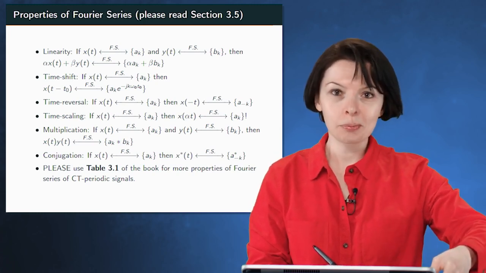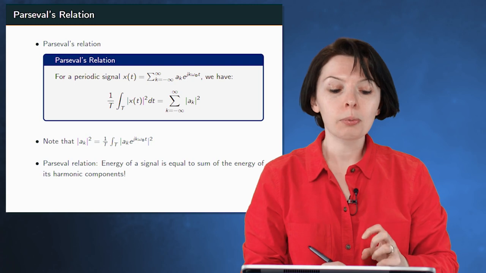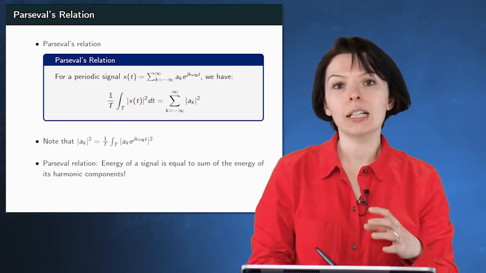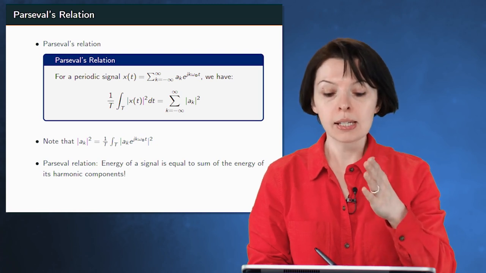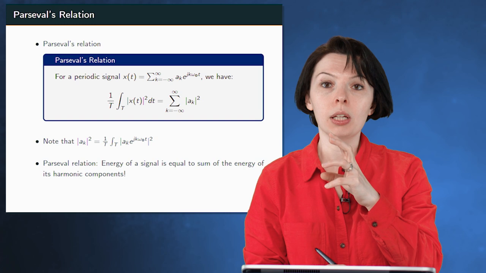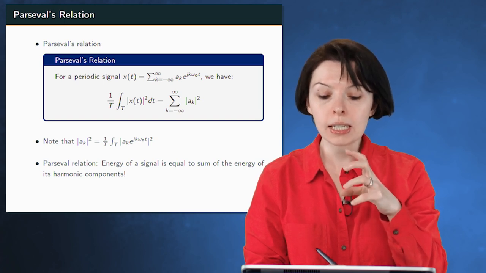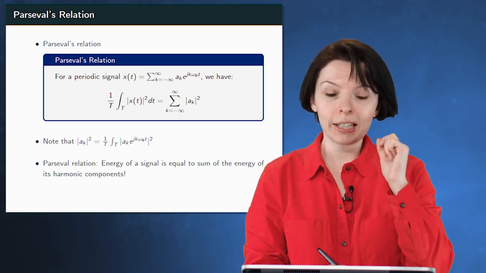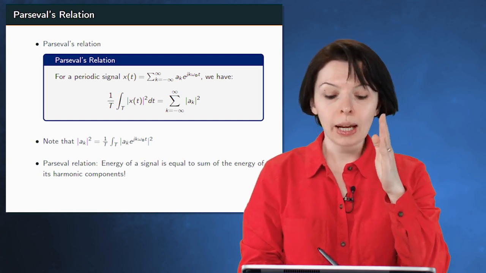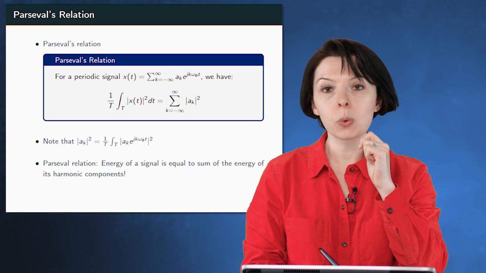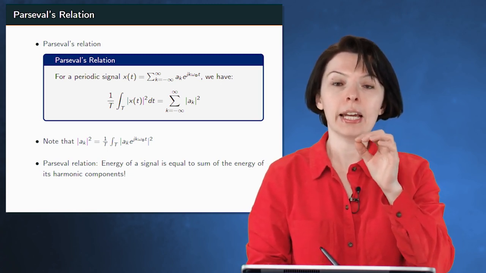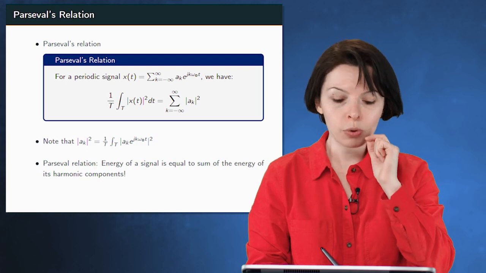Please review them. One of the most important properties is Parseval's relation, which says for a periodic signal x of t, which can be written using the synthesis equation as sigma a_k e to the j k omega naught t, for k between negative infinity and infinity, we have 1 over T integral over T of magnitude of x of t to the power of 2 dt. It's going to be equal to the summation of magnitude of a_k to the power of 2.